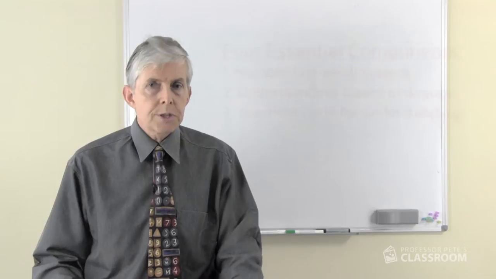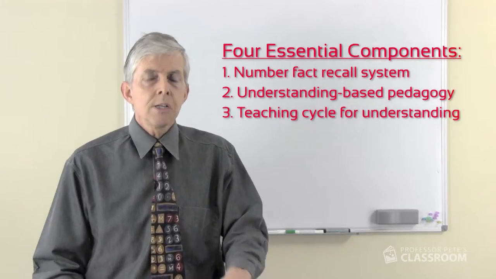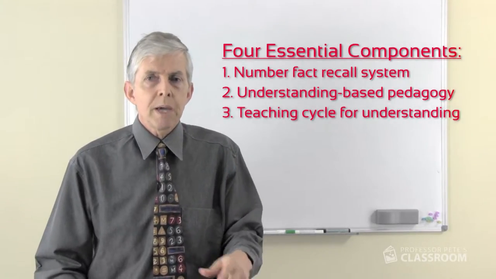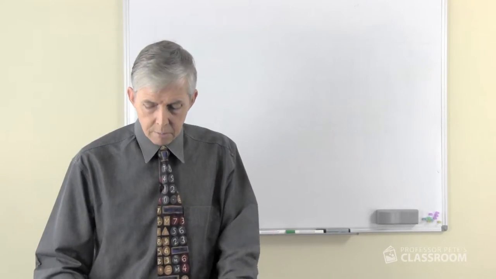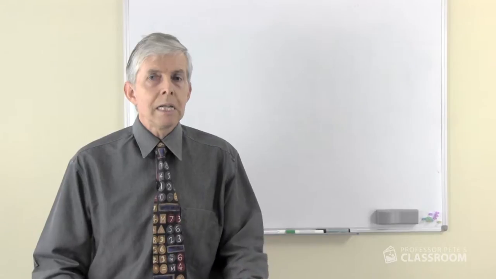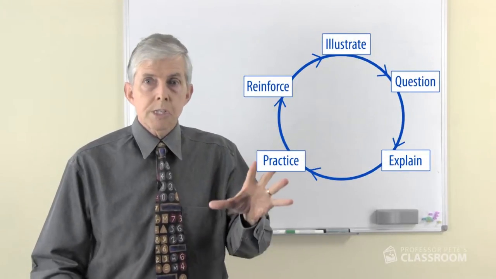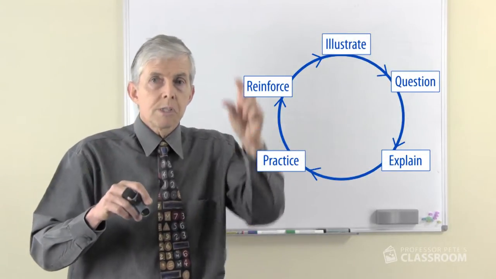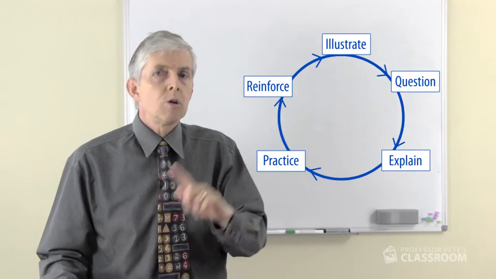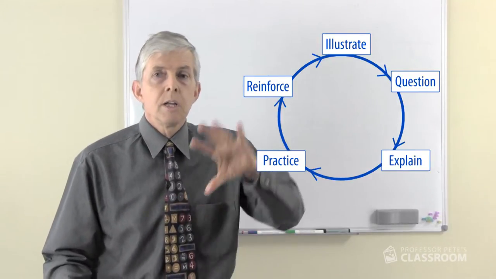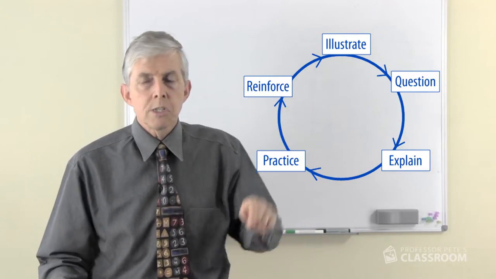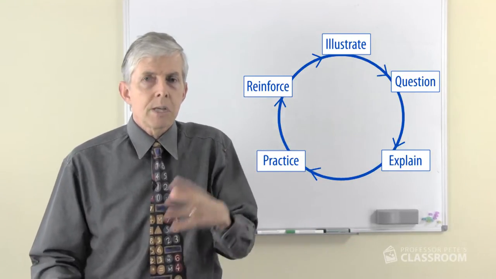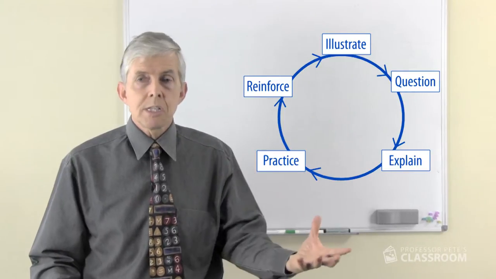Which leads on to the third essential component, and that is to use some sort of cycle based on helping students to understand. My cycle has five steps to it. Yours may be different. But I start with an illustration. So I don't start with the symbols. I don't draw some symbols on the board and say, here, what does this mean? But I draw a picture of something. Often a diagram, if it's fractions or something, I'll draw a circle with regions dividing off or something similar and say to students, what does this mean?